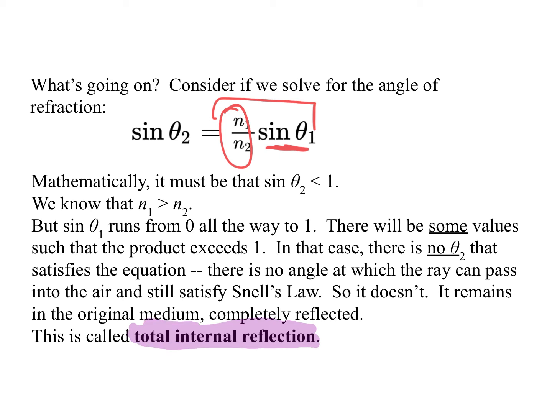By the way, this is one of those cases where when we say there is no theta 2, we mean there is no theta 2. Not that theta 2 is 0, not that it has no value, so it's 0. It's that it doesn't exist. The angle is undefined. There is no such angle that satisfies Snell's law.